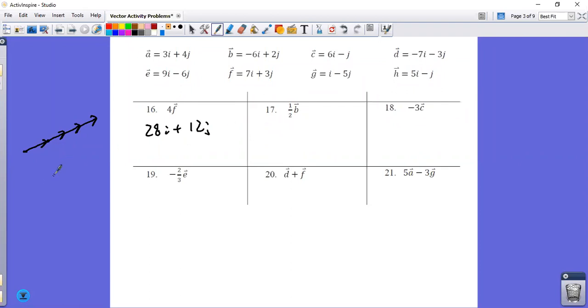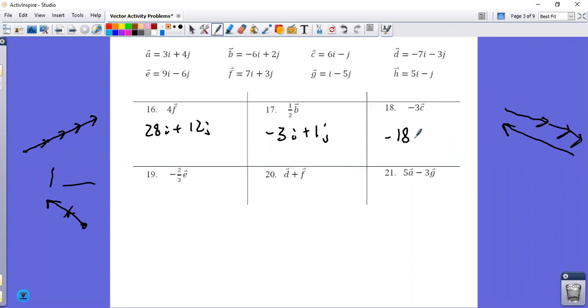Half of a matrix would be the same thing if B is negative 6 plus 2. If that's B, then cut it in half, and that's half the matrix, which would be negative 3 plus 1, if you just take half of it. Negative 3 means make it go in the opposite direction, and then 3 times. So it'd be like 3C is 6 minus 1. So if you did 3 of them, and then the opposite of that, that'd be a negative 18i plus 3j.